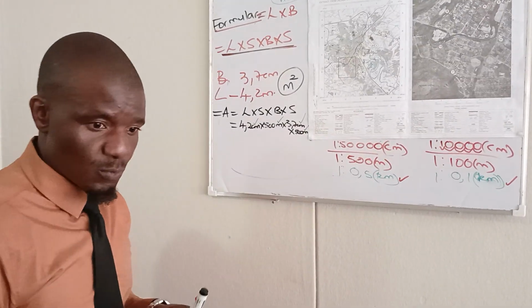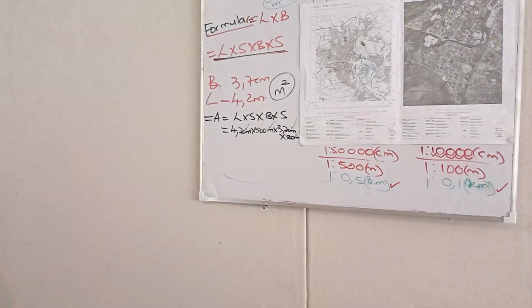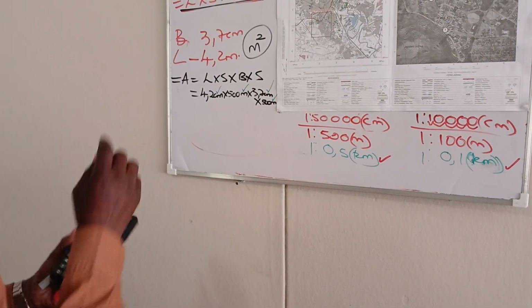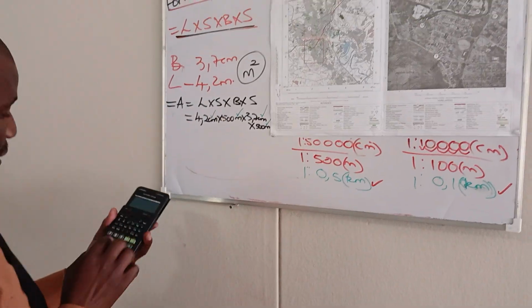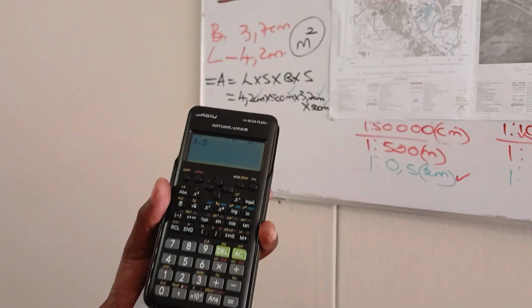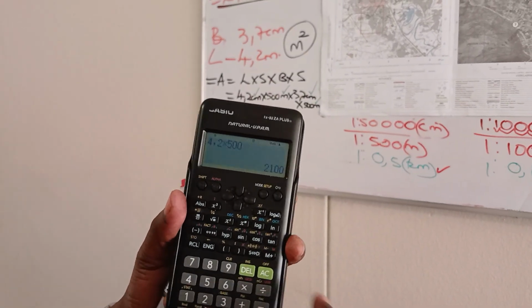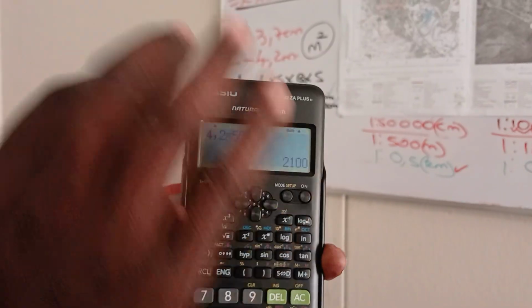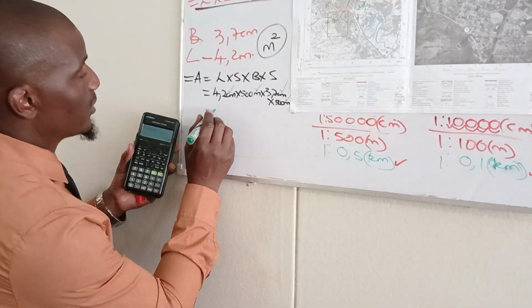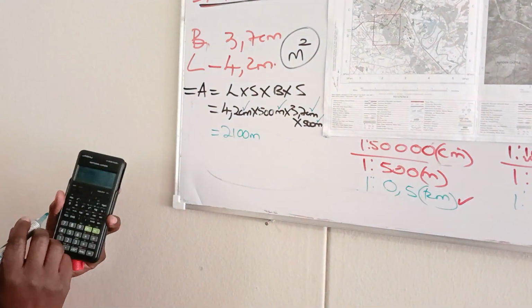So if I'm going to do my calculations now, let me use a calculator. I want to calculate first 4.2 centimeters multiplied by 500. What is my answer there? You can see it is 2,100. Okay, so I'm going to say my length now is 2,100. Remember, it's in meters.